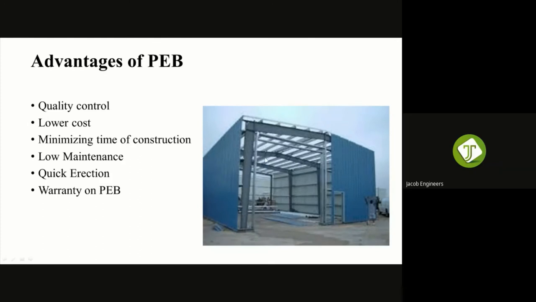And minimizing the time of construction. If you are going for concrete, we need to shutter it for one day, and concreting will take another day, and removal of shutters, de-shuttering, will take around 14 days. So for one month, you can't go near that building for the next activity. But for this PEB, within a day you can assemble the entire thing, based on the area of your factory or your building. So minimizing time of construction and low maintenance. Low maintenance in the sense that just painting alone is sufficient.